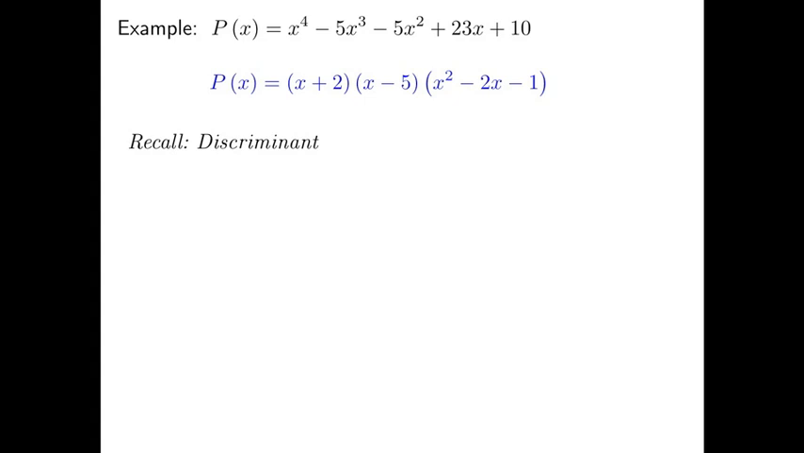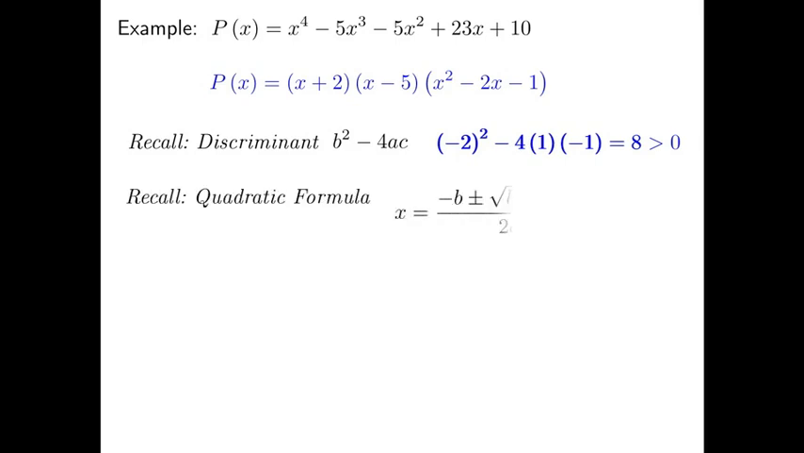Since that doesn't factor, let's recall our discriminant to see if there is a solution to this quadratic. Our discriminant is b squared minus 4ac. In this case, we have -2 squared minus 4 times 1 times -1. This gives us 8, which is greater than 0, which means there are 2 distinct solutions to that quadratic. Now, they're not going to be rational numbers, they're going to be real numbers, but we can still find them using the quadratic formula.